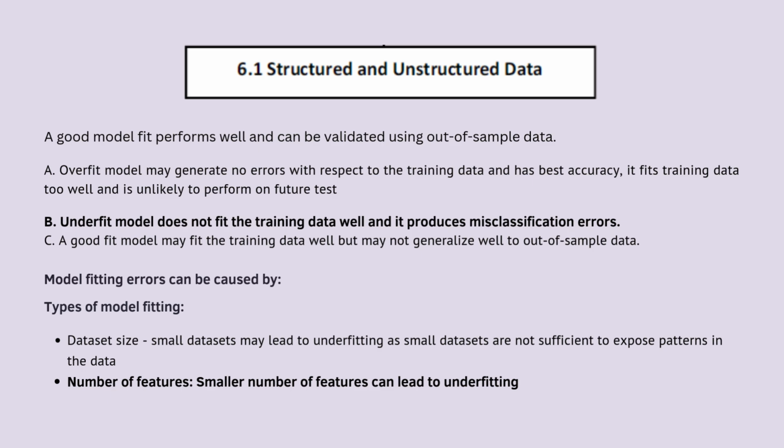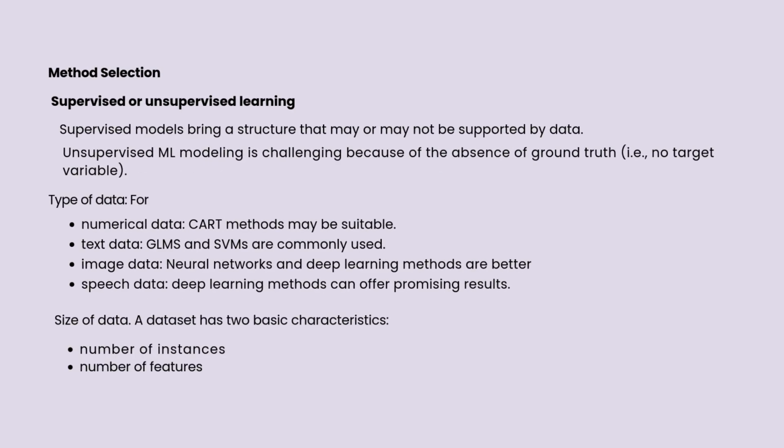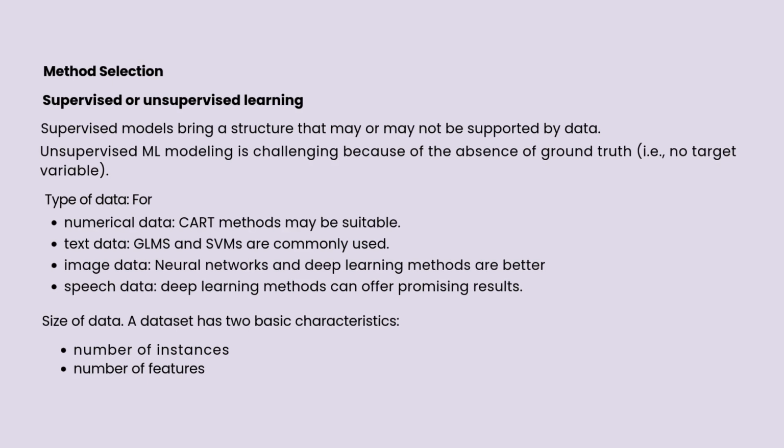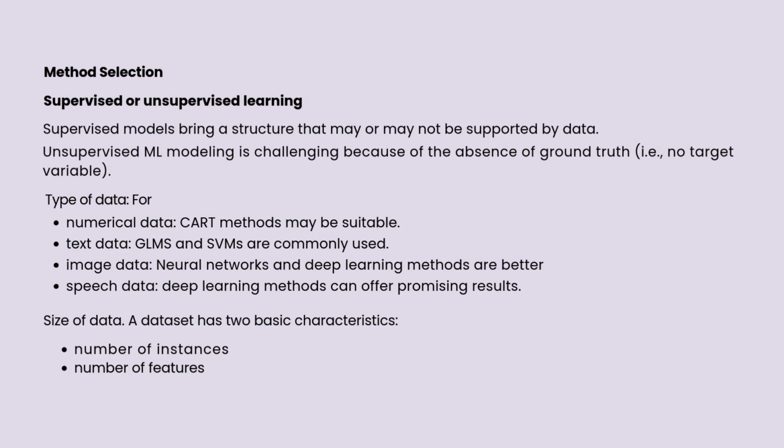Model fitting errors can be caused by dataset size. Small datasets may lead to underfitting as small datasets are not sufficient to expose patterns in the data. Number of features: a smaller number of features can lead to underfitting. Method selection: supervised or unsupervised learning. Supervised models bring a structure that may or may not be supported by data. Unsupervised ML modeling is challenging because of the absence of ground truth, i.e., no target variable.